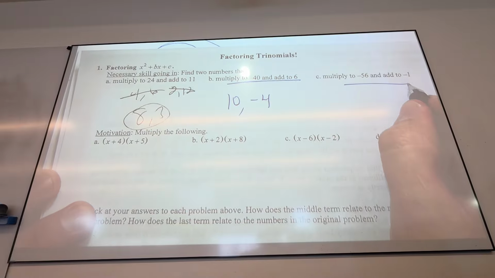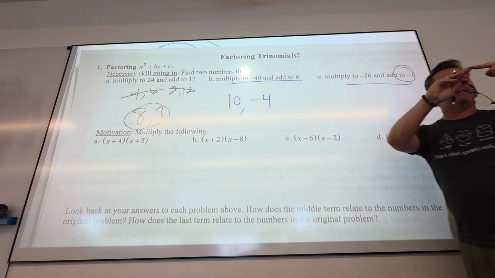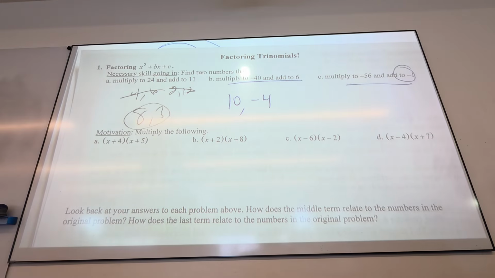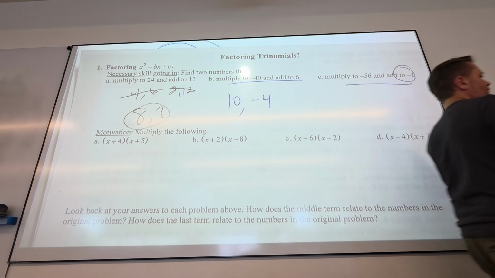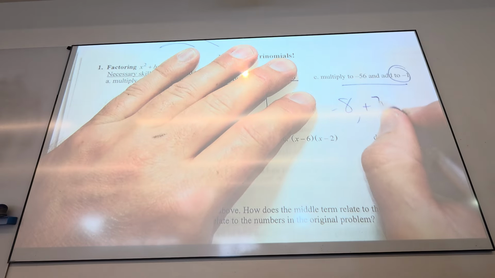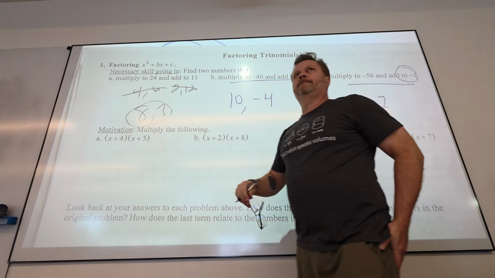And what about this one? If they add to negative 1, they have to be really close. They have to be 1 apart from each other. And what two numbers multiply to 56 that are 1 away from each other? 8 and 7. Which one's negative? I would say negative 8. Good. The 8's negative, so that they become negative at the end when you add them together. Okay.